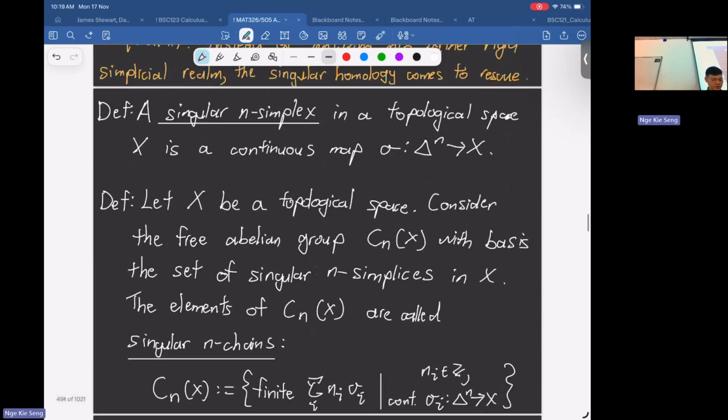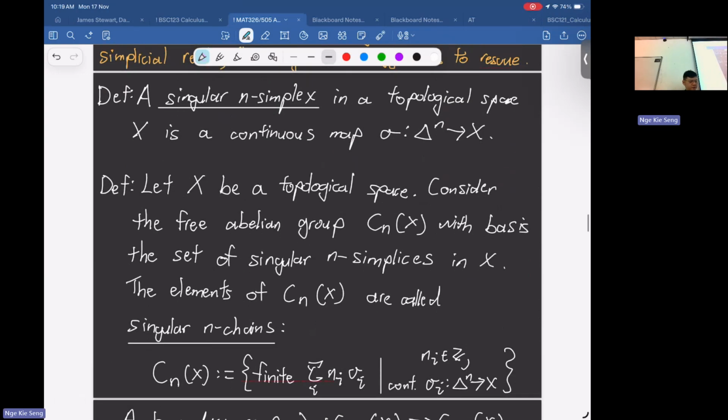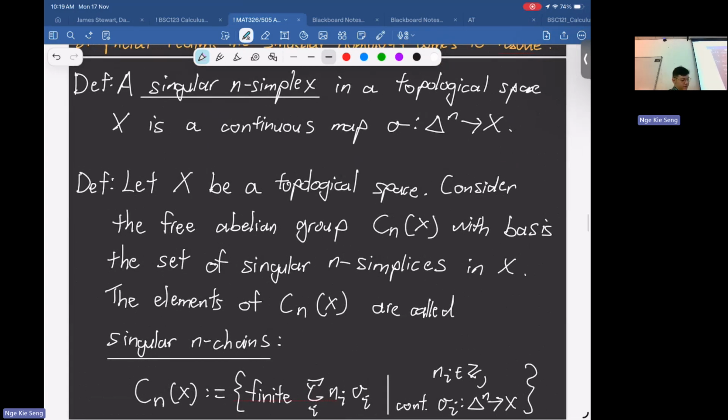Okay, so what's singular homology here? So let's start with a singular simplex. Okay, so singular simplex here is a bit harder. It's a continuous map. Okay, we don't just look at the n simplex anymore. We look at continuous map, so continuous map from n simplex to X, the topological space. All right, this is a singular n simplex here.